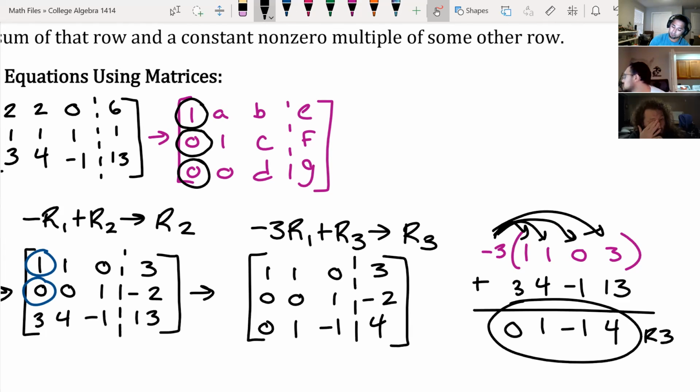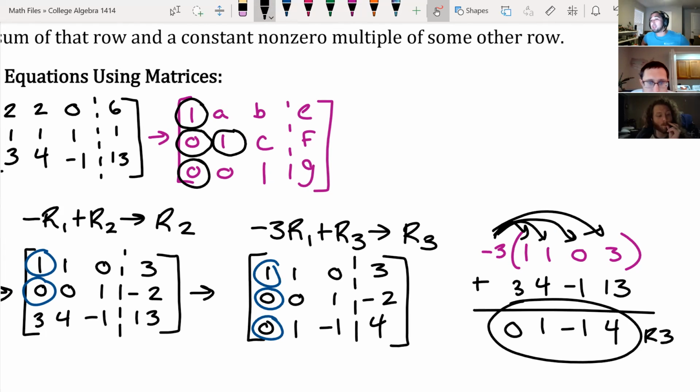All right. Now we have the 1, the 0, and the 0. But now my next step is I want that 1. Oh, wait, that shouldn't be a D, right? That should be a 1. My bad. That should be a 1. Okay, next thing is I want that 1 right in the middle.